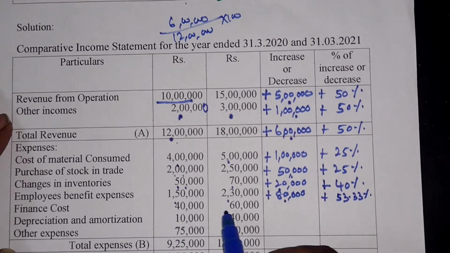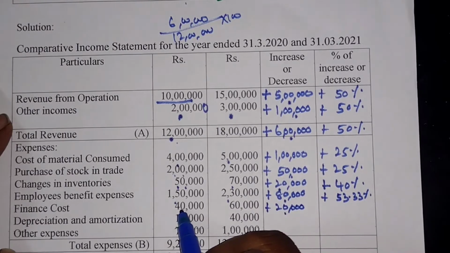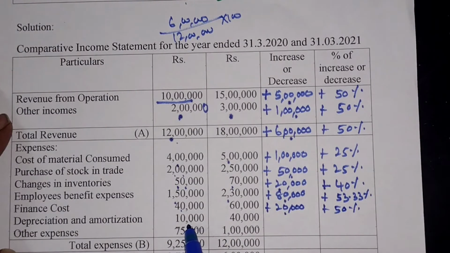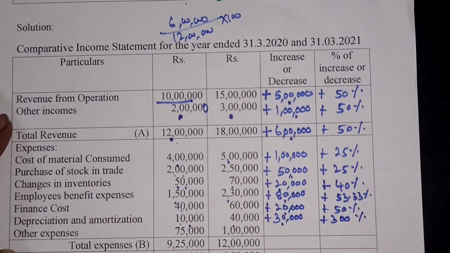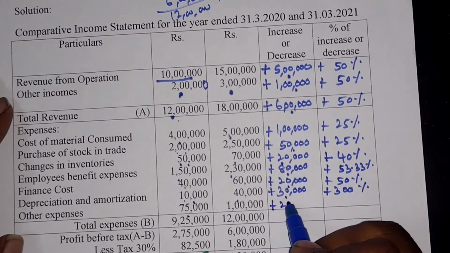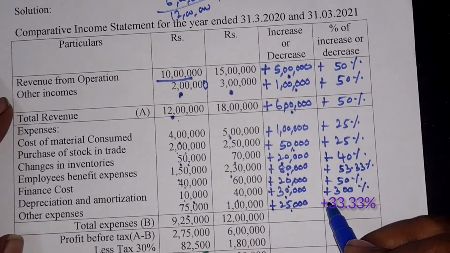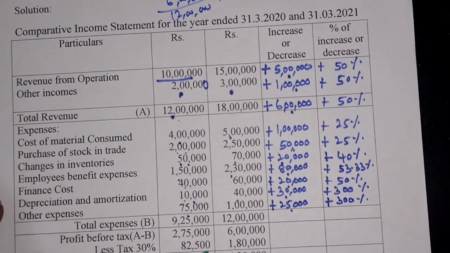Now finance cost, it is 40,000 and 60,000, it is increased by 20,000. 20,000 divided by 40,000, you get 50%. Next one is 10,000 and 40,000, it is increased by 30,000. 30,000 divided by 10,000, if you see that 300% it is increased. Next one is 75,000 and 1 lakh, if you see that 25,000 it is increased. 25,000 divided by 75,000, again you get 300% it is increased.